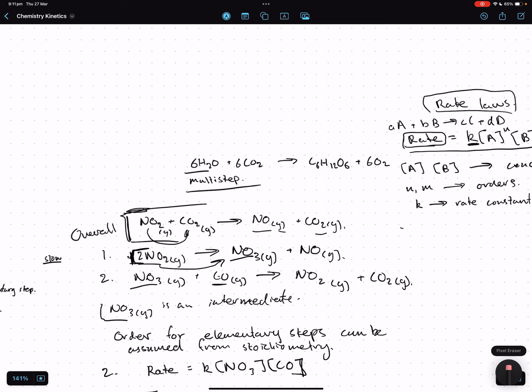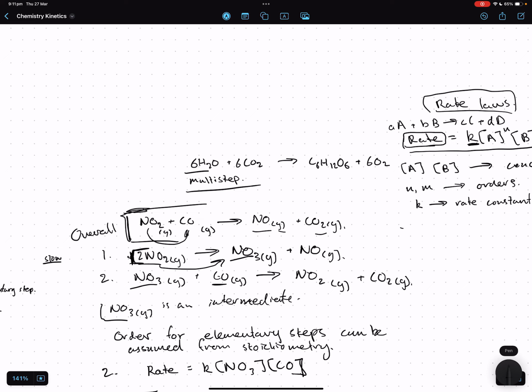My apologies. Trying to figure out how these... I might have been rambling on a little bit. I didn't explain these elementary steps quite too well. Sorry, it's supposed to be CO gas here.